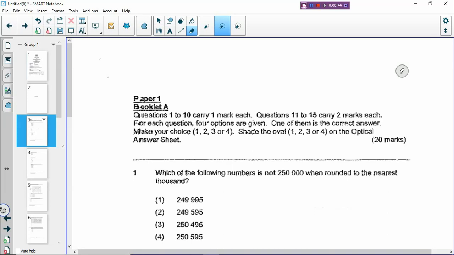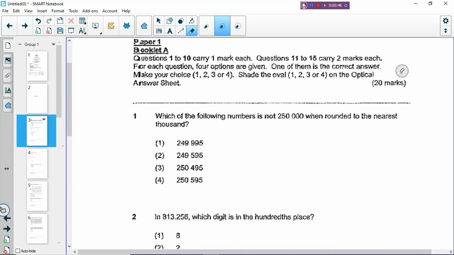Alright, so let's go straight into the paper 1 and see how well you have done. Okay, so which of the following numbers is not 250,000 when rounded to the nearest thousand? What I will usually do in my solving is highlight the keywords. For example, there's a word not. I will take note of this word. It's not 250,000 when rounded to the nearest thousand.